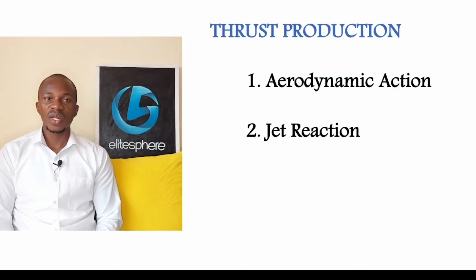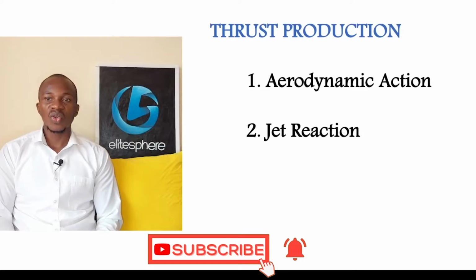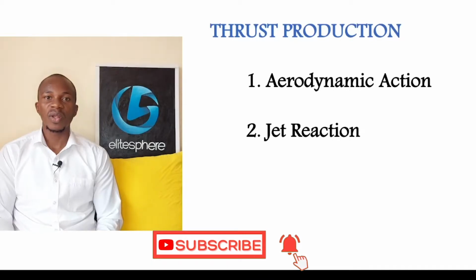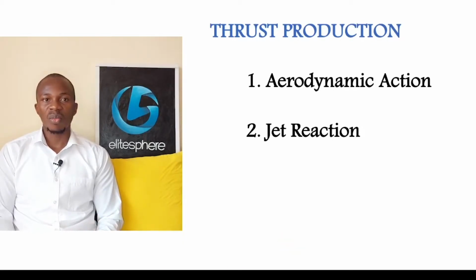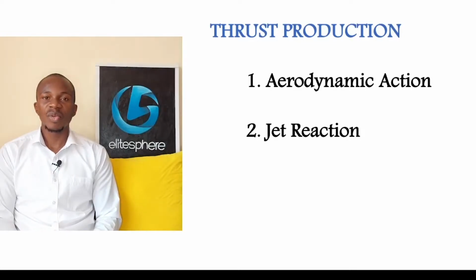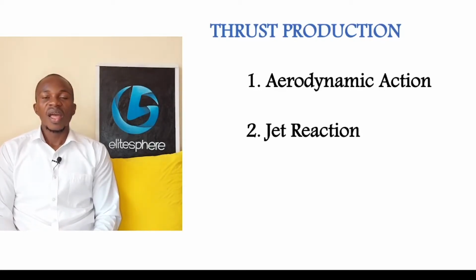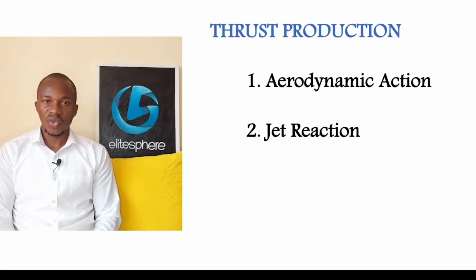There are two basic ways in which thrust is produced on an aircraft engine. One through aerodynamic action, and second through jet reaction. Aerodynamic action is used on those aircraft that are fitted with a propeller, for example, the aircraft that are powered by a piston engine or by a turbo-propeller. By rotating a propeller, which is essentially an aerofoil, lift is generated, which acts along the horizontal plane by accelerating a large mass of air rearwards through a small increase in velocity. Thrust is produced.